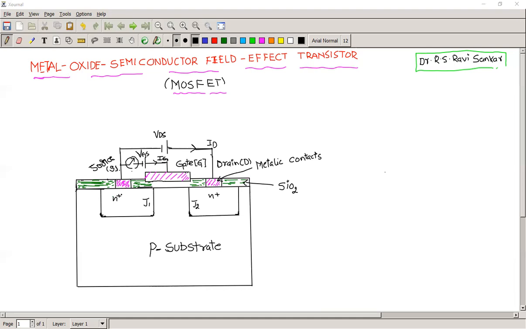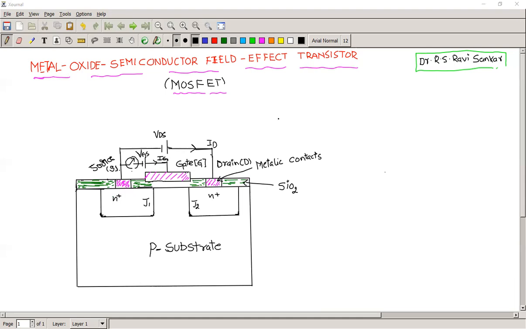See here, what is the physical meaning of N plus? Highly doped N-type material is nothing but N plus. The doping level is more, so we are going to call it an N plus type of material. This is the substrate, nothing but a base on which we are providing the two N plus type materials from which we have taken the drain as well as the source.